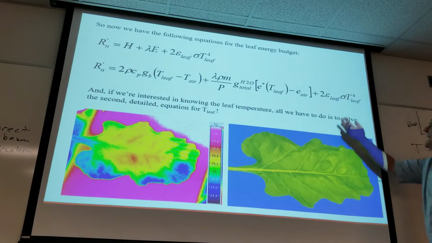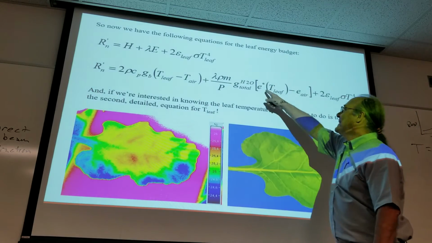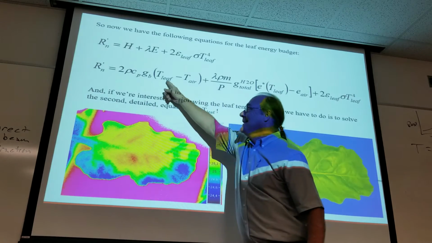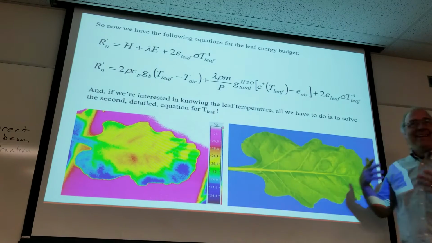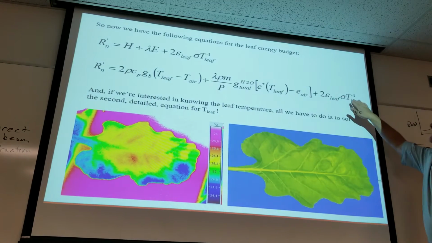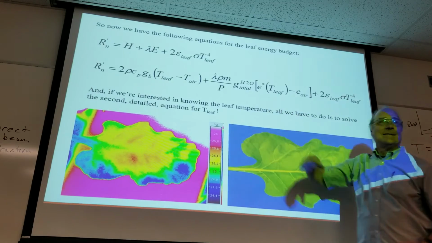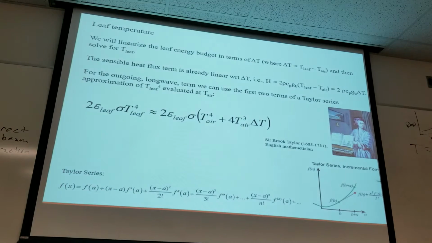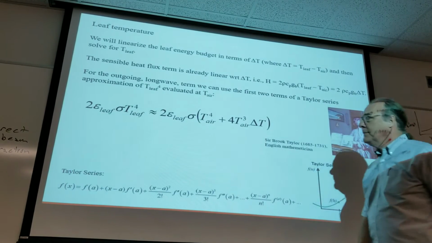Okay, so this is a monster, right? It's got T to the fourth in it. It's got this saturation vapor pressure dependence on the leaf temperature. Here's a linear thing, that's easy. But what we're going to do is linearize these things by using the Taylor series approximation. Okay, what is Taylor series?